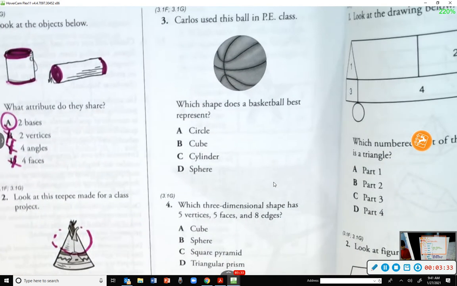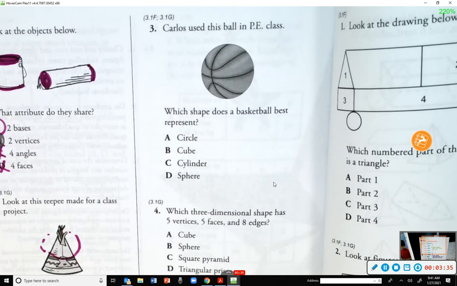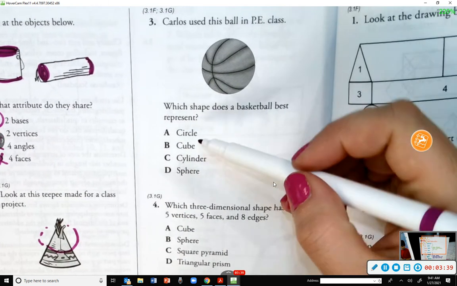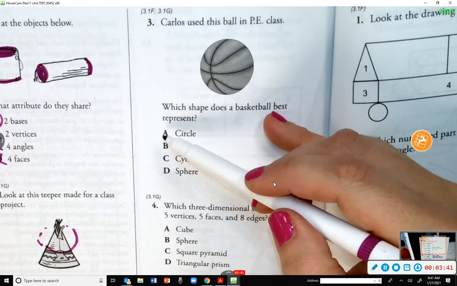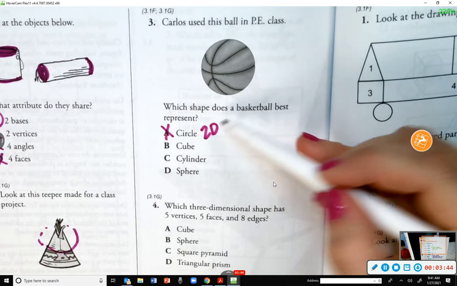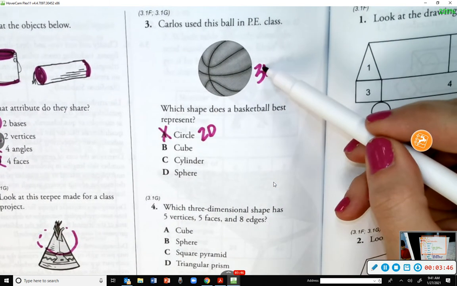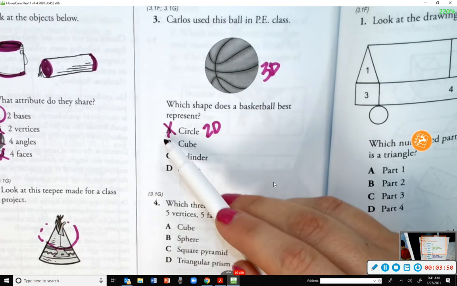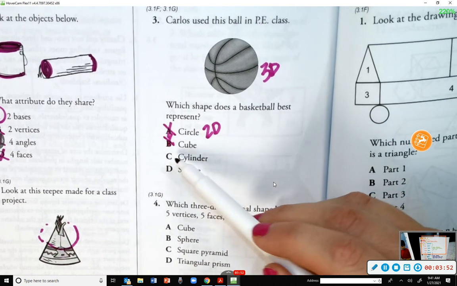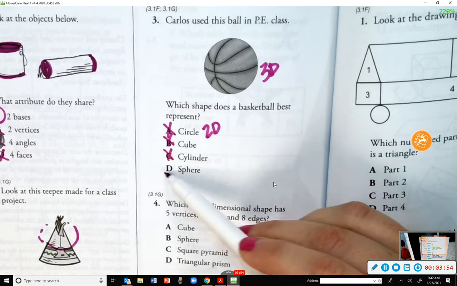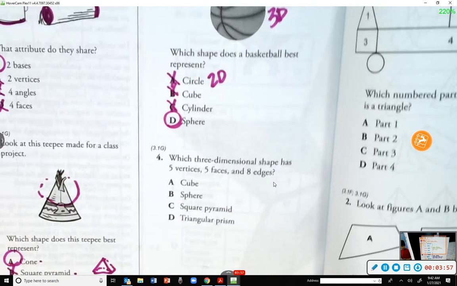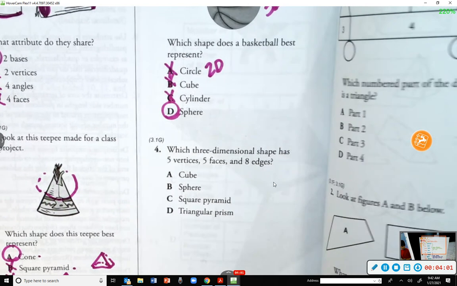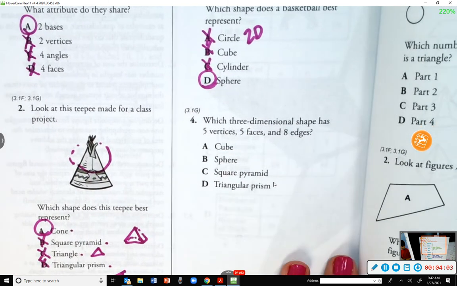Okay, good. 3. Carlos used this ball in PE class. Which shape does a basketball best represent? Circle? No, circle is 2D. This is a 3D shape. A cube? No. Cylinder? No. Sphere? Yes. Good. And number 4, which three-dimensional shape has 5 vertices, 5 faces, and 8 edges?